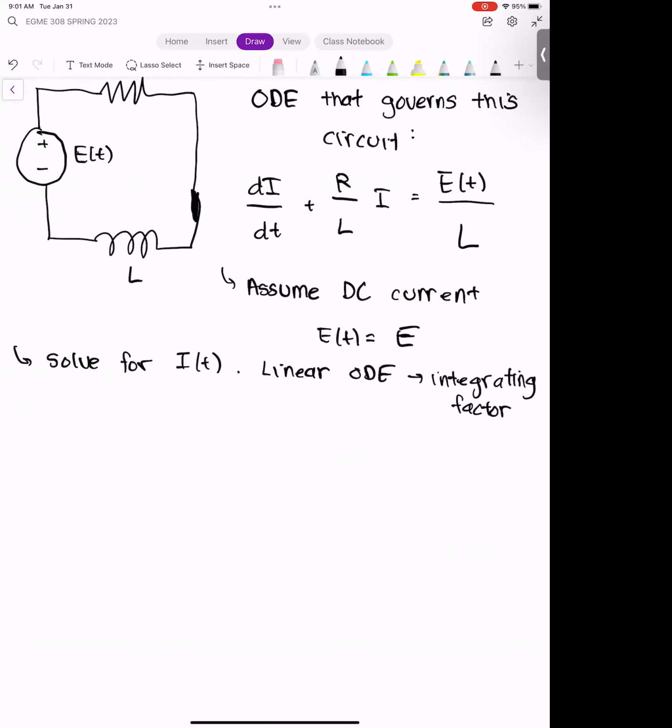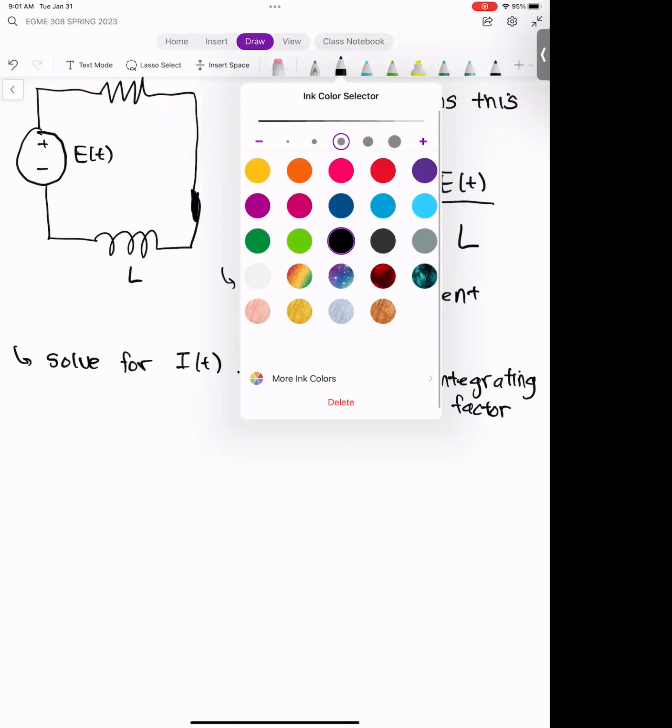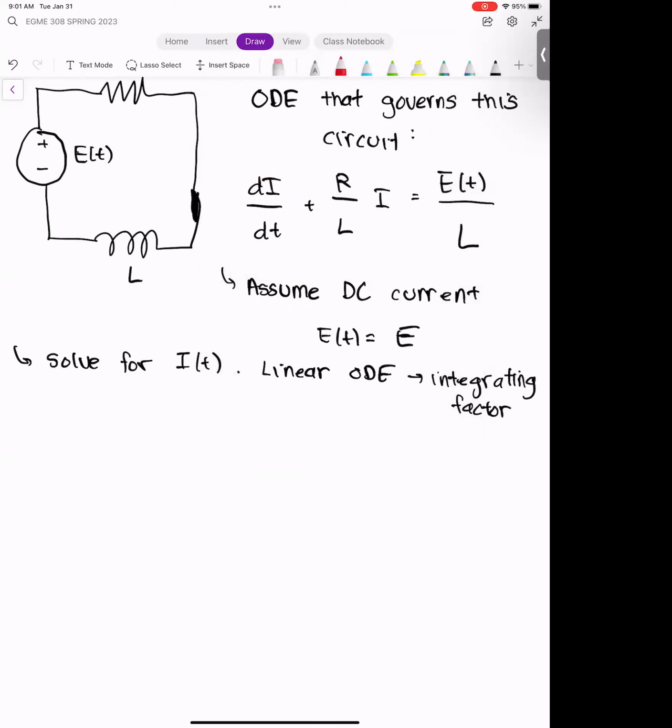All right, so let's go ahead and start. For an integrating factor, we need to identify what our P of X is. In other words, the coefficient in front of our I term. So the coefficient in front of our I term is R over L. So this is our P of X. I put it in quotes here because our independent variable here is t and not x, and so technically it's a P of t, or even more technically, it's just a P, which is a constant.